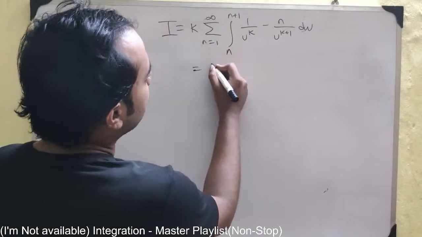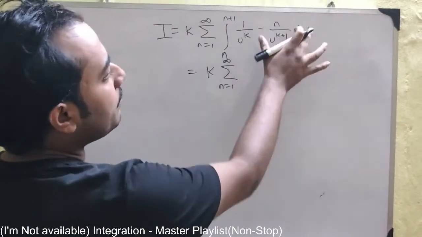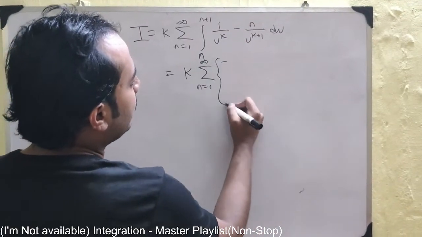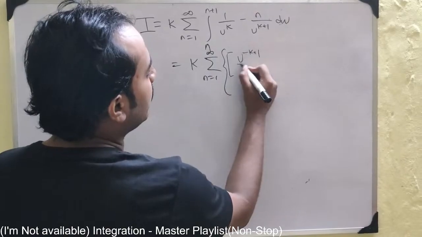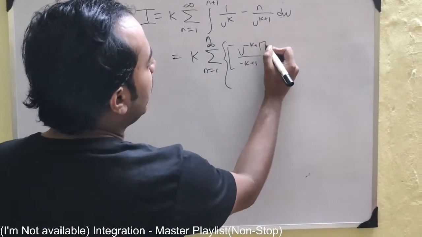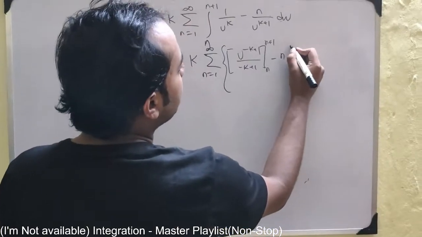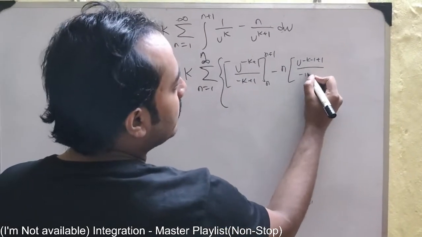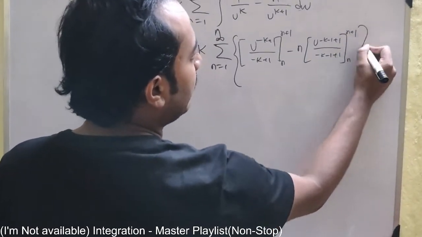Okay. What we can do is write this as k times the summation n equals 1 to infinity, and now we have to basically find the antiderivatives. You can use the standard power rule inside the summation. So the first one turns like this: u to the power minus k plus 1 by minus k plus 1, and this would be evaluated from n to n plus 1, minus n times. Similarly, u to the power minus k minus 1 plus 1 over minus k minus 1 plus 1, evaluated from n to n plus 1.